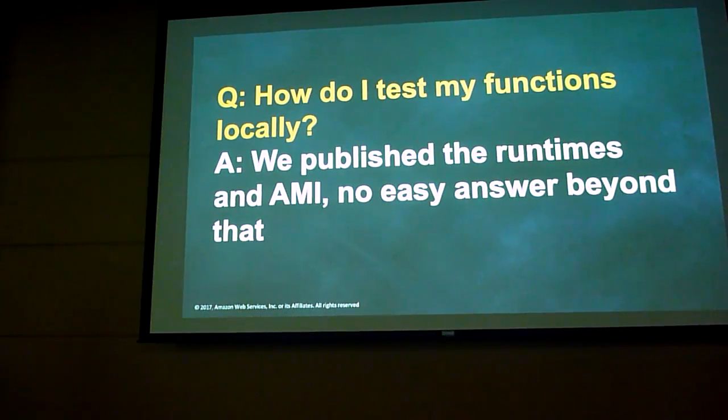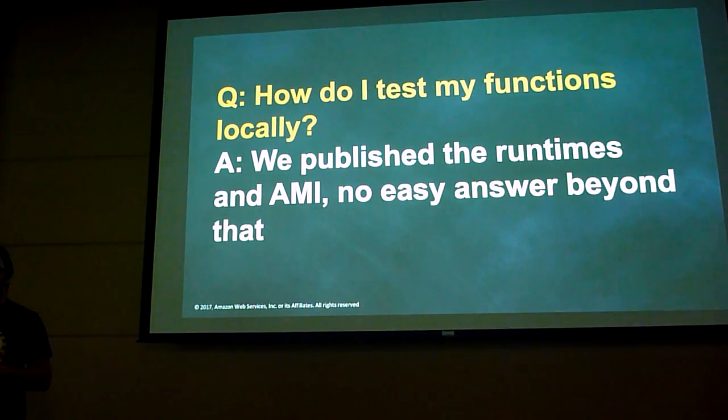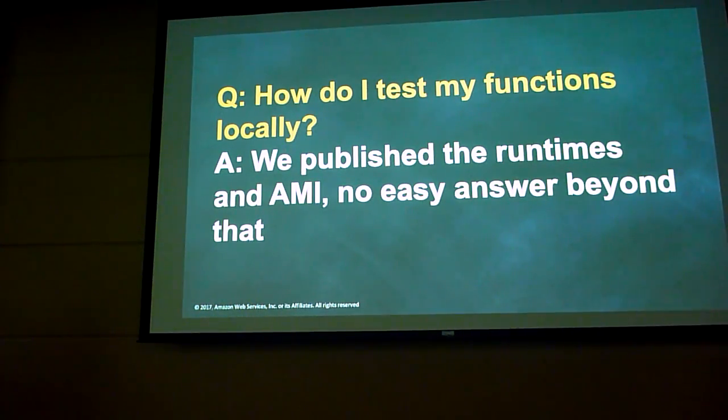So this is a big topic. How do I test my functions locally? And how do I do local testing and local development of Lambda in general? Truth is that we don't have a super great answer right now. Lambda runs on Amazon Linux. That's pretty well known, and the AMIs we use are public there in the Lambda documentation.